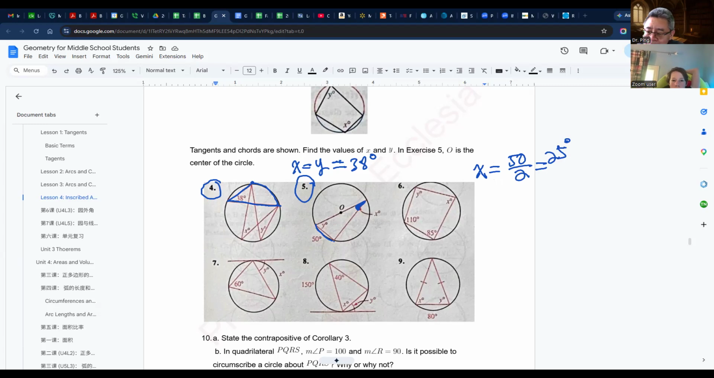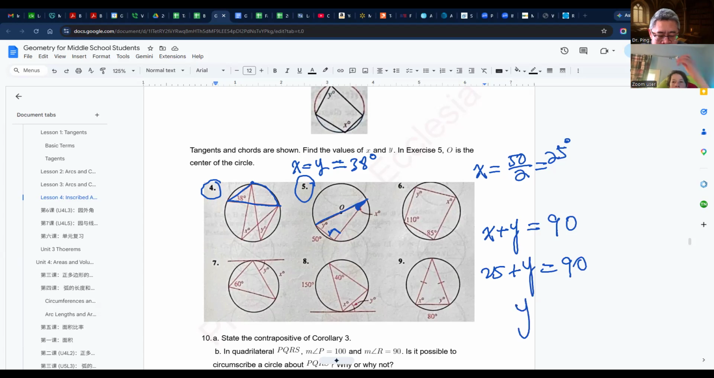All right, how do we find Y? There are two ways to do it. One is you can see that this has to be 90 because this is the diameter. So X plus Y has to be 90. We know X is 25. So Y then is 90 minus 25, which is 65. That's one way to do it.